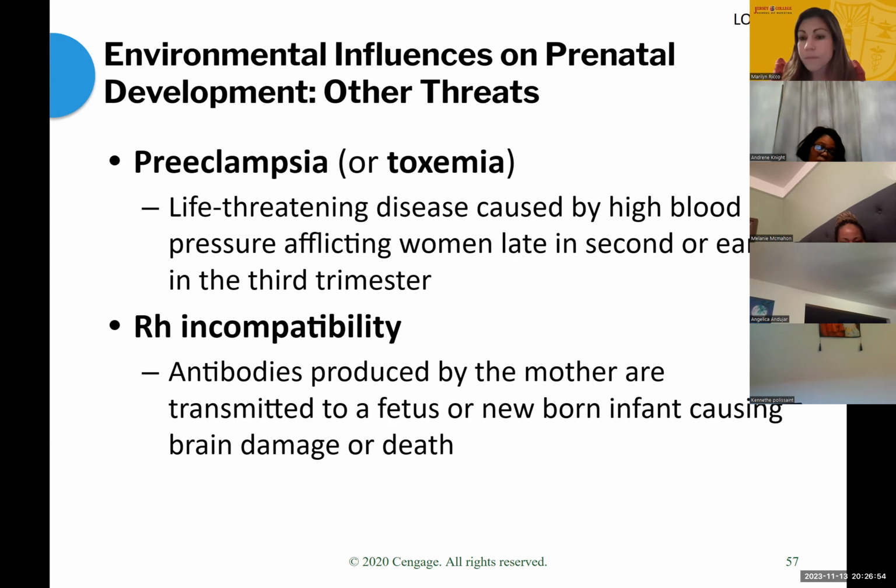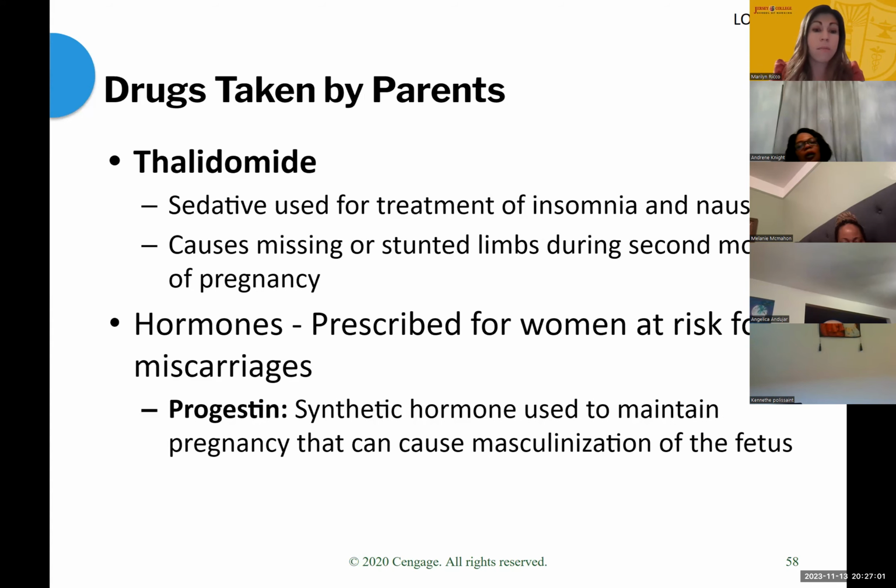So these tests are both done in prenatal. This is why they want moms to get tested and go into the doctor monthly and so on.